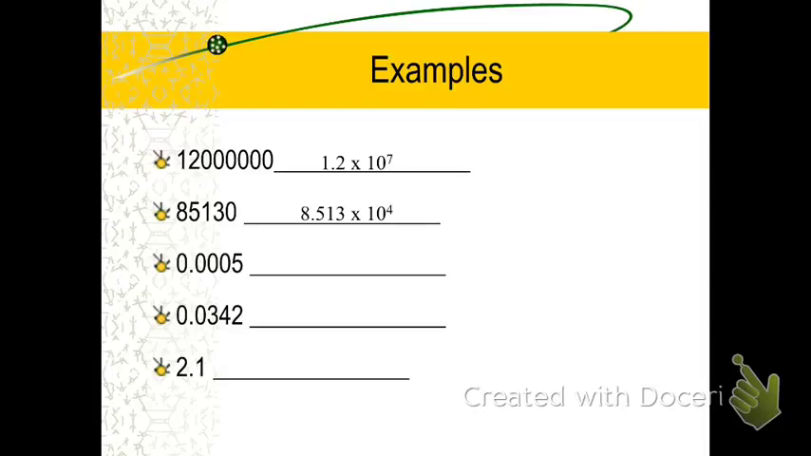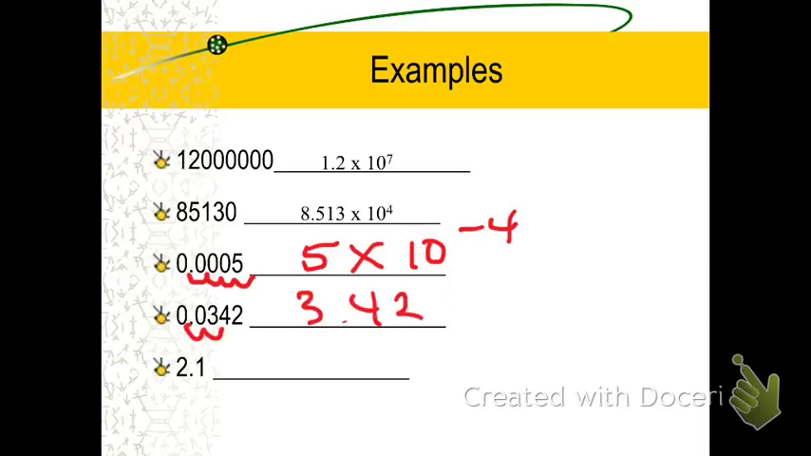Okay, so on the next problem, you took this decimal and you scooch it over 1, 2, 3, 4 in this direction. So this will be 5 times 10 to the negative 4th. This one you scooched over 1, 2, 3.42 times 10 to the negative 2nd.